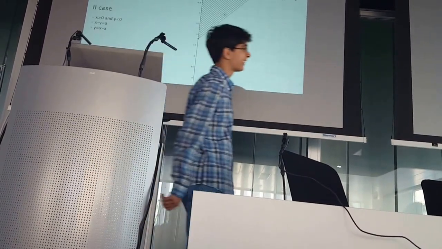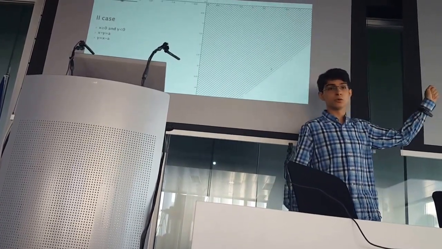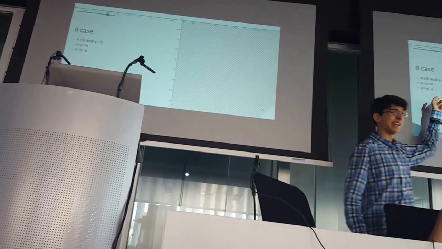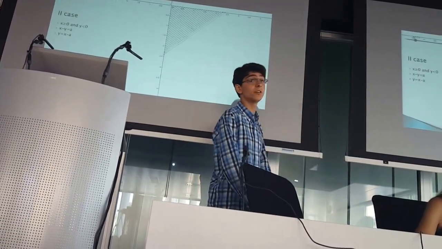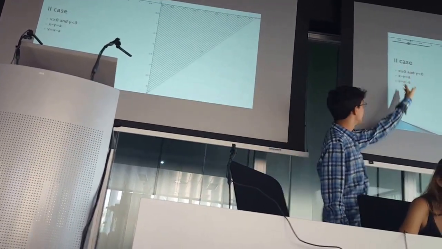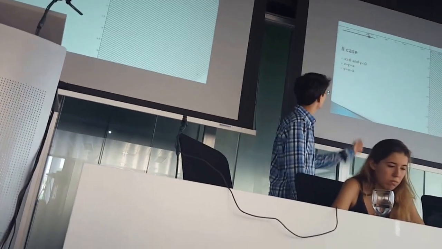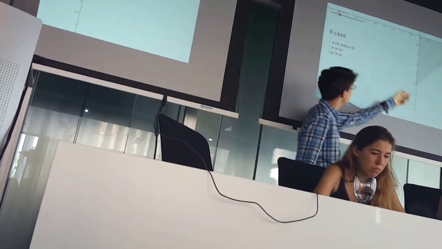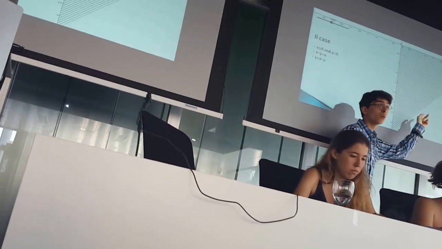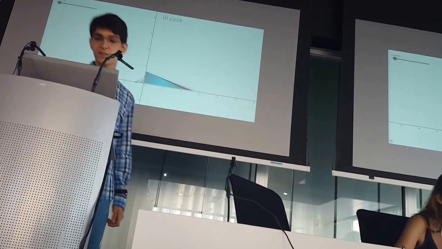Now we have the second case, when x is greater than or equal to 0 and y is less than 0. Here, as you can see, we have y equals x minus a, and this is true for the fourth quadrant in the Cartesian coordinate system. As you can see, the answer is expressed there.